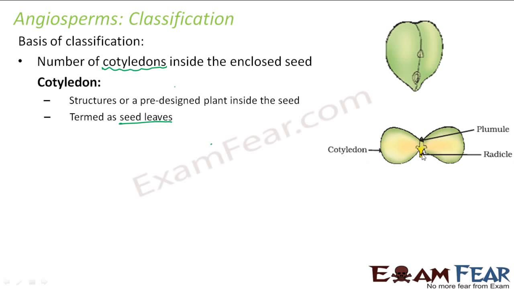You see a small root and a small shoot. The small root is called radicle. The small shoot is called plumule. When this seed actually starts germinating, this plumule will become the shoot and this radicle will become the root.